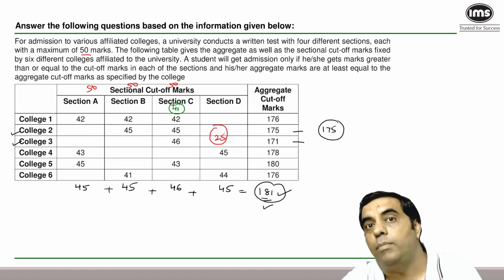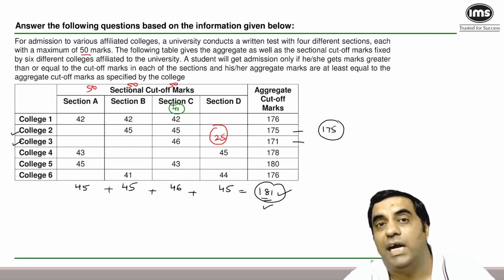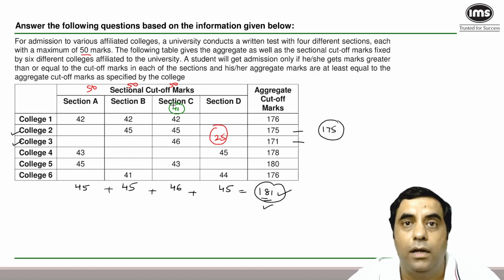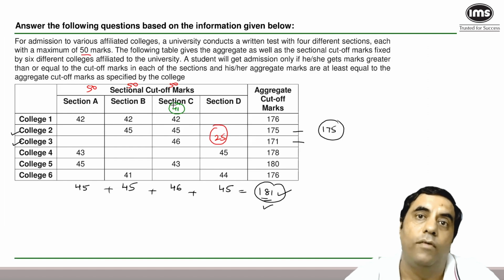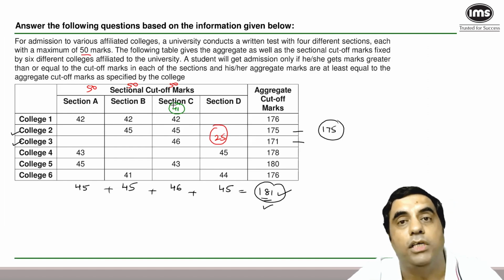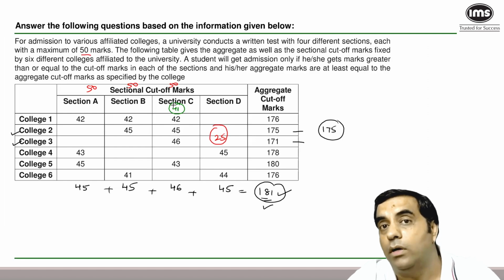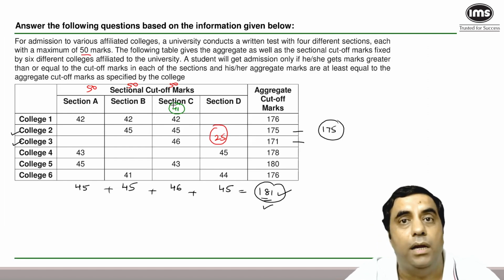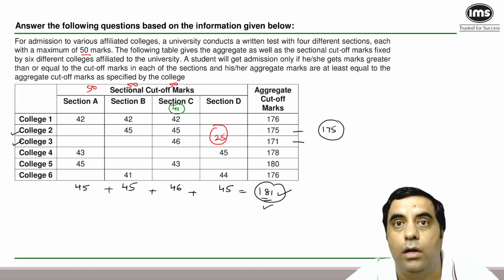Therefore, the only place where we can give maximum marks in that case is section B. But the moment I put a cutoff for section D, both colleges 4 and 6 will be out of the picture. Why? Because their cutoff is not cleared. And now, irrespective of the score in sections A and B, the student will not be able to get a call. If we look at section D, the cutoffs are 45 and 44.